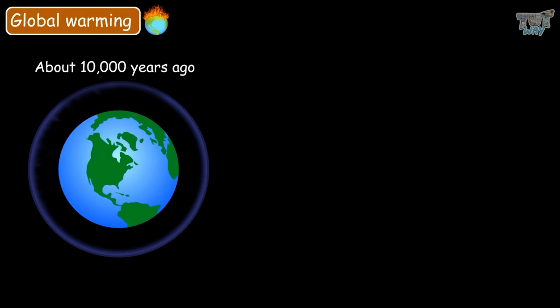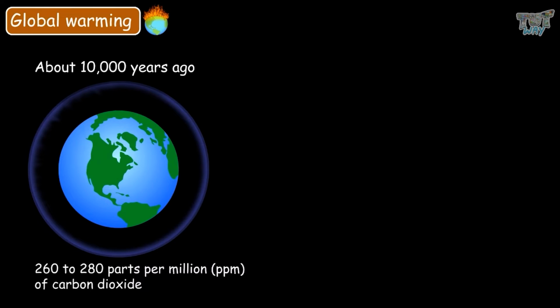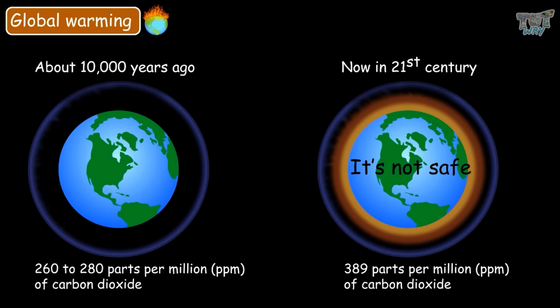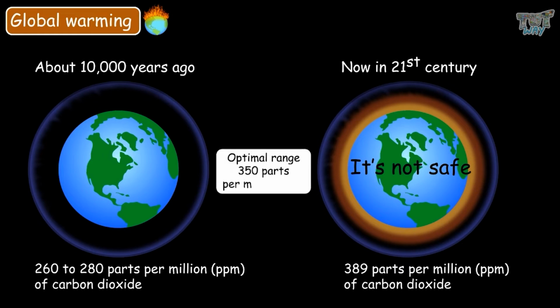About 10,000 years ago, there was 260 to 280 parts per million of carbon dioxide in the atmosphere. And now, in the 21st century, there is about 389 parts per million. According to studies, this is not safe. The amount of carbon dioxide in the atmosphere should be 350 parts per million. Higher levels are not safe for life on Earth, and global warming is all due to this increased percentage of carbon dioxide in the atmosphere. Now, let's learn what the causes of this increased greenhouse effect, or global warming, are.